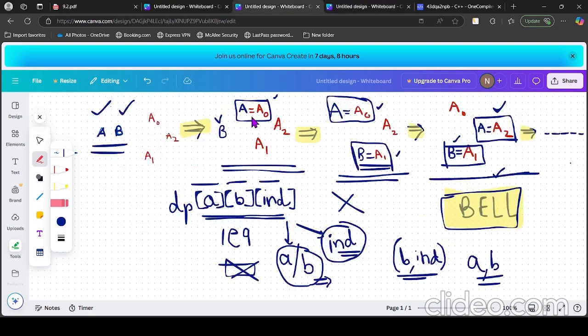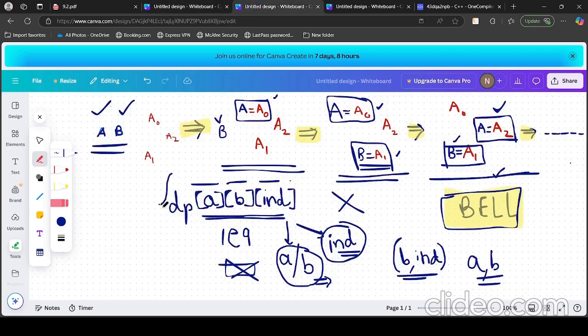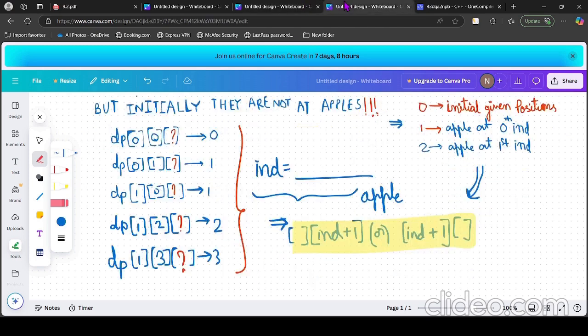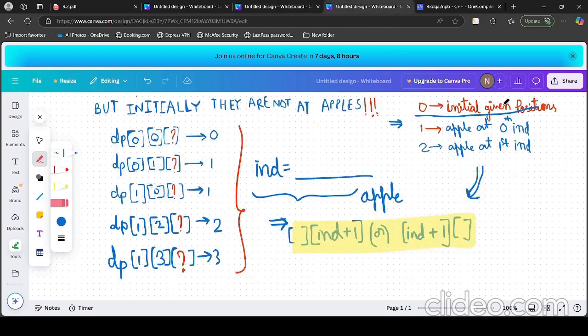And the next problem is, now we have reduced the 5D to 3D, but as we discussed, the Alice positions are either initial or any of the apples, and we have directly replaced this with index. So how can we maintain this? We can assume that if the value of A is 0, it means that Alice is at the initial given position and is not landing on any apple. If A is equal to 1, it means that he is at the apple of index 0.